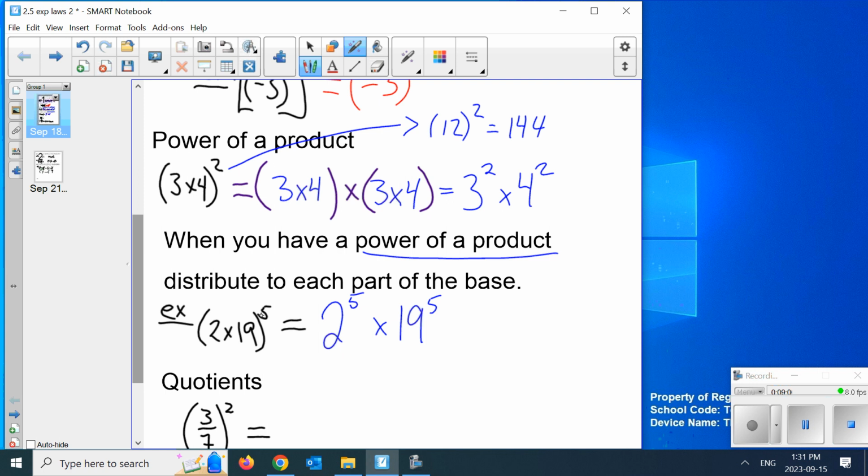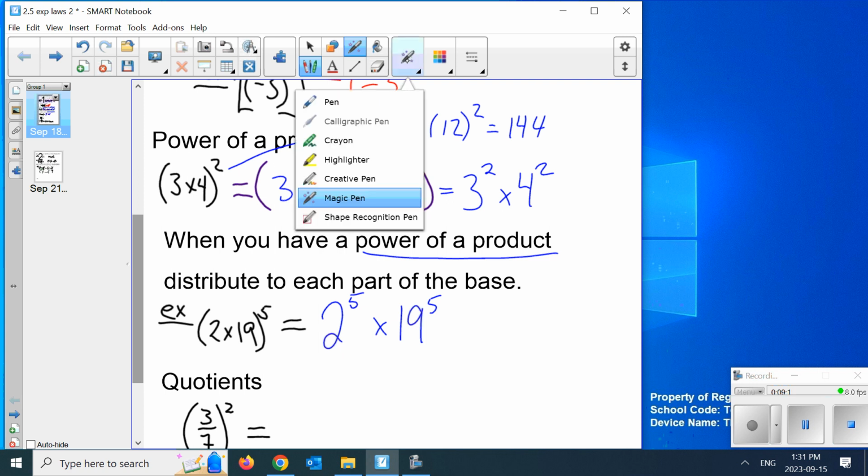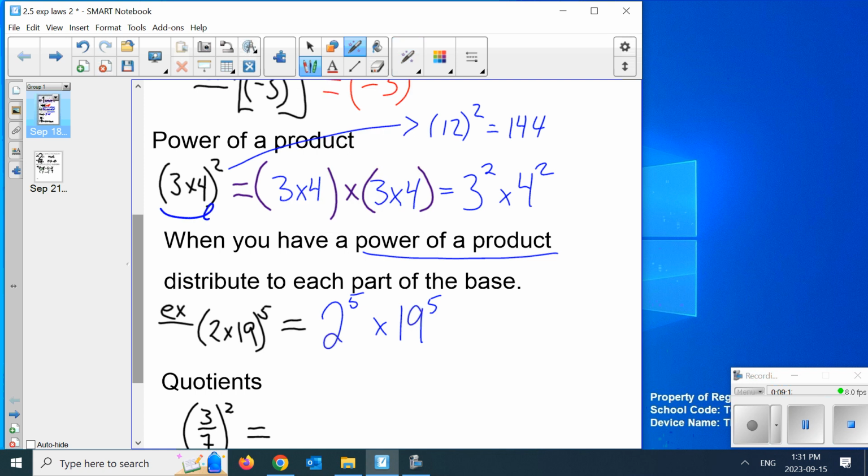38, 2 times 19. But you need to put brackets. No need to put brackets. Do you see the similarities with this question and this question? Just jump from this to that as an exponent expression.